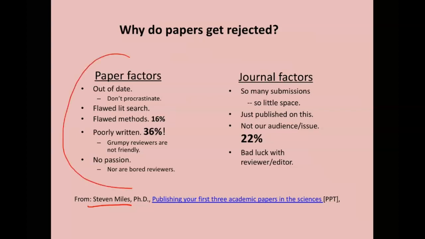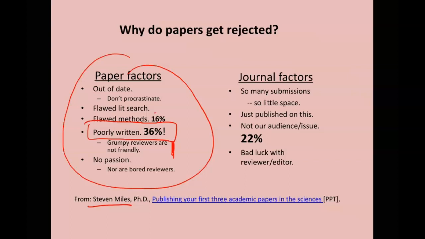So there are factors based on the paper. And if you look, mostly it's because it's poorly written. And grumpy reviewers are not friendly, and sometimes their feedback can be pretty harsh, but I'll say something about this in a couple of slides. But mostly it's because it's poorly written, right? So those are the factors based on the paper. So it behooves us all to really spend a lot of time in revision and getting feedback on this, right?